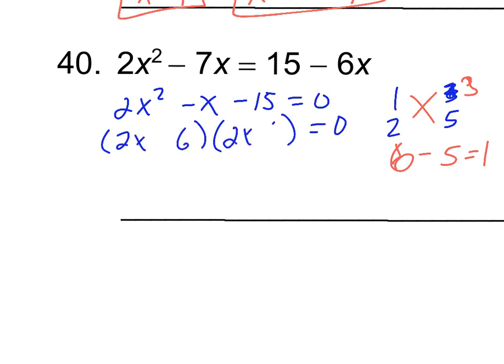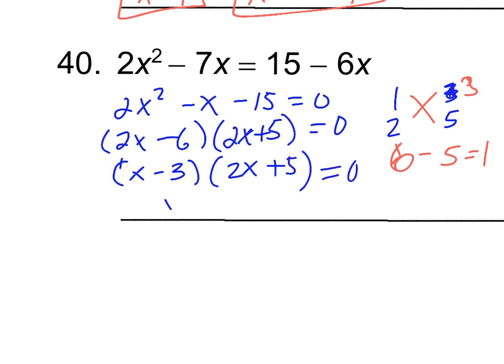6 and 5. My sign is negative at the end, so that means my bigger number, which is the 6, has to be the middle. So that's a minus, and that's a plus. And I can reduce the first factor, so I'm going to reduce to x minus 3 and 2x plus 5. End up with x equals 3 and x equals negative 5 over 2.